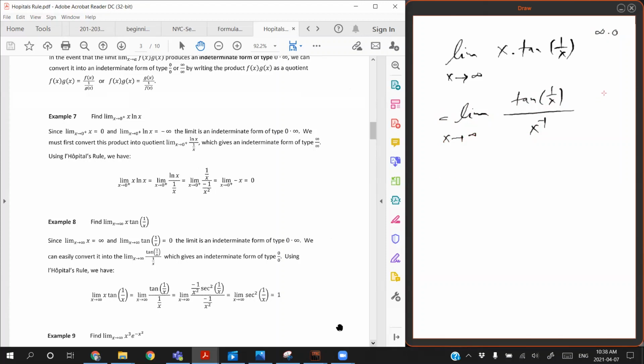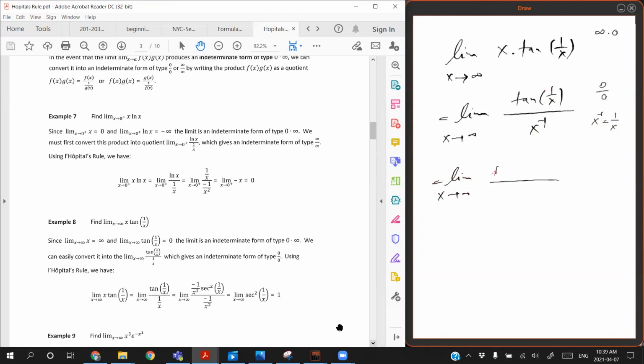Now this becomes 0 over 0 because tangent of 0 is going to be 0. And if I have 1 over x, as x approaches infinity, the whole fraction is going to approach 0. So now this is of the type 0 over 0. That means I can use L'Hopital's rule.